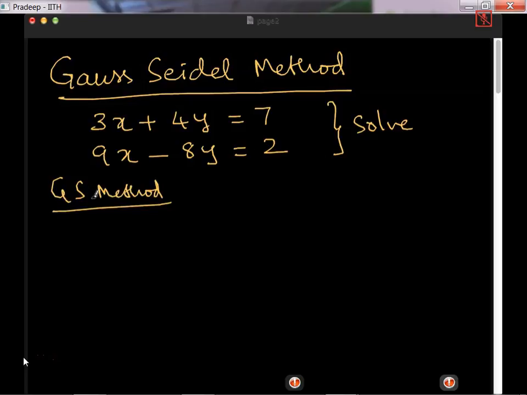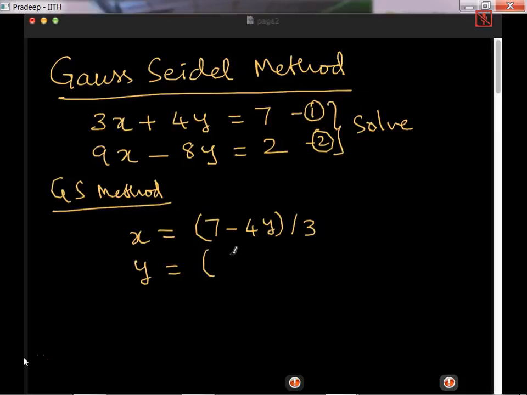In the Gauss-Seidel method, let's say this is equation 1 and this is equation 2. From the first equation, find out x equal to 7 minus 4y divided by 3. From the second equation, find out what y is. So y equal to 9x minus 2 divided by 8. So I got what x is and what y is.